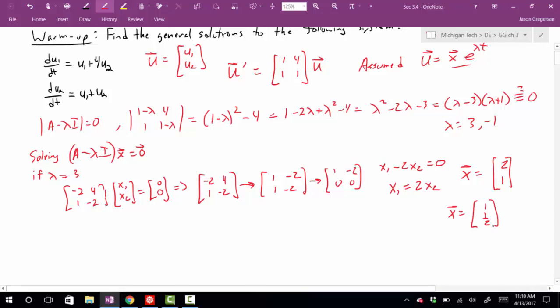Okay? But they all should end up being multiples of each other. So that's how I can tell if you're right or not, depending on your choice. It better be a multiple of what I chose. Okay? Questions so far?